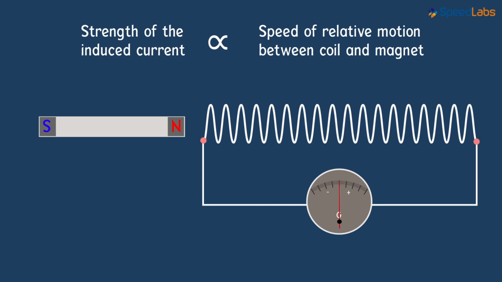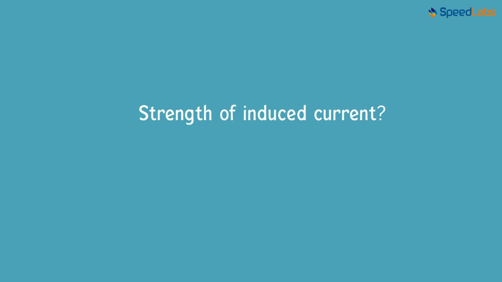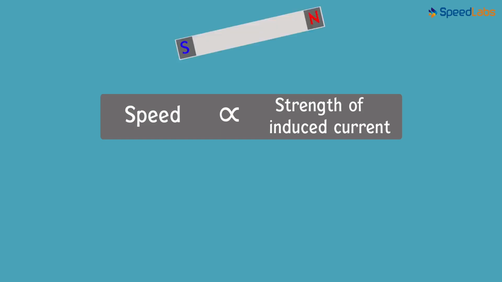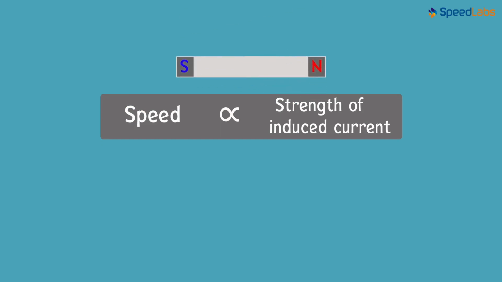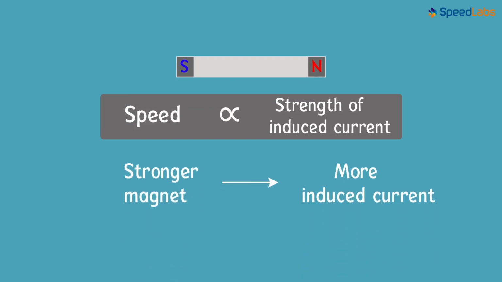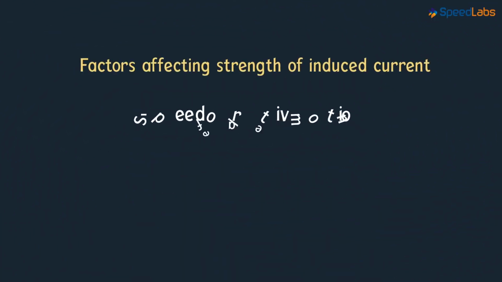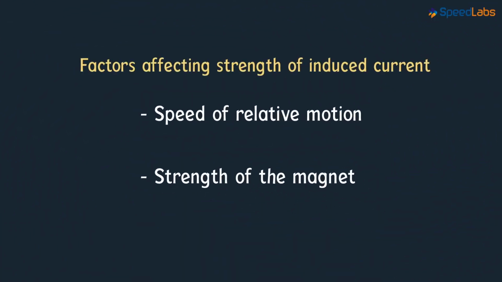Now what do you think? Is there any other factor on which the strength of induced current depends? I want you to think of the answer. When the speed is increased, the strength of the induced current increased. But when we increase the speed of what? The magnet, right? Did you get the hint? That's right. If the magnet is stronger, then more current will be induced. So two of the factors are speed of relative motion and strength of the magnet.